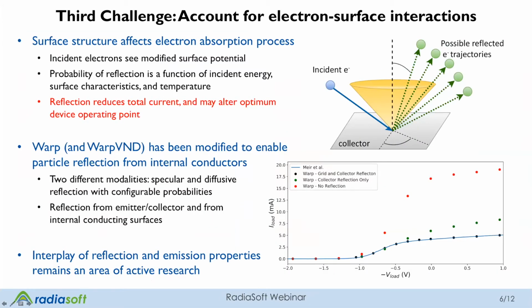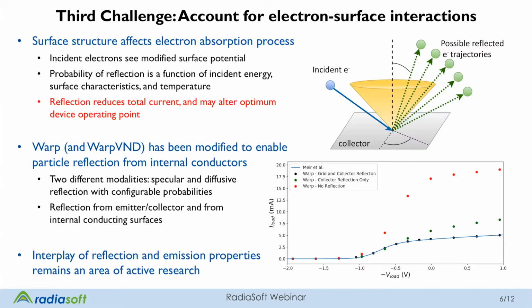Third challenge I want to highlight is accounting for electron surface interactions. Just very briefly, as the electrons approach the collector, it's possible that they may not actually be simply absorbed, and in fact may reflect off of the surface of the collector. This is sort of an inverse interaction to the actual electron emission process. And the probability of reflection is a function of the electron incident energy, the surface characteristics, and the temperature of the anode. The introduction of this reflection effect has a significant impact on the total current draw of the device and may alter the optimum device operating point.